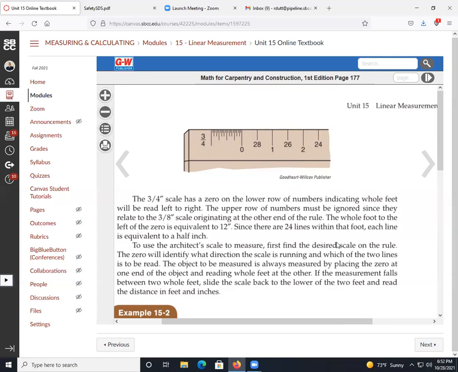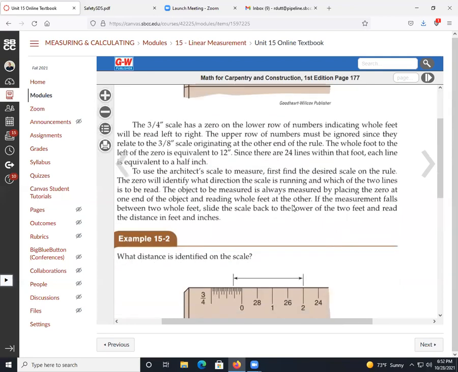So to use the architect scale to measure, find the desired scale on the rule. The 0 will identify what direction the scale is running and which of the 2 lines is to be read. The object to be measured is always measured by placing the 0 at one end of the object and reading the whole feet on the other. If the measurement falls between 2 whole feet, slide the scale back to the lower of the 2 feet and read the distance in feet and inches.